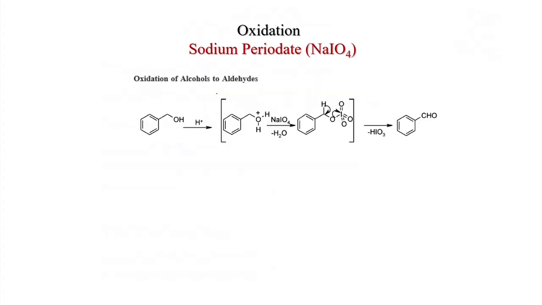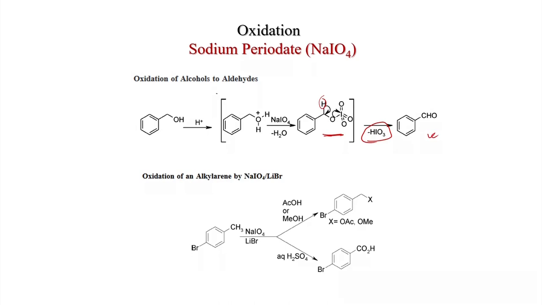First is the oxidation of alcohol to aldehydes. So this is the mechanism. In presence of acid, the alcohol is getting protonated, and now sodium periodate reacts with this alcohol to generate this iodoester, and now this alpha hydrogen will be eliminated and HIO3 will be generated, and you get benzaldehyde as the product.